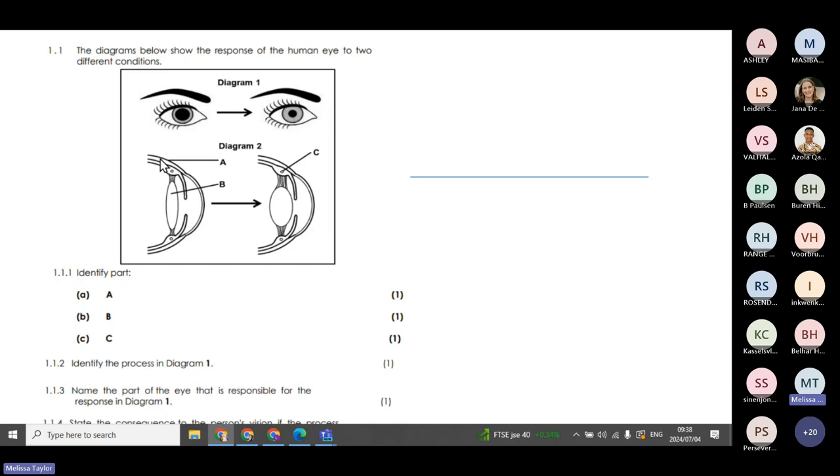Hopefully you got that right. That's the sclera. And then B is the lens. And C is the ciliary muscle or ciliary body. Okay, the ciliary body is inside the ciliary muscle, but they will accept both of them.